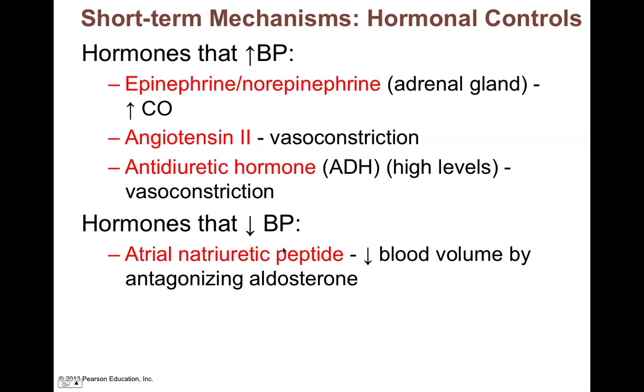A hormone that decreases blood pressure is called the atrial natriuretic hormone, and that is produced by the atrium, is put into the blood and circulates throughout the body, and it will actually then allow a decrease in blood volume by antagonizing a different hormone called aldosterone. And we will be talking a lot about hormones when we get to the endocrine system.